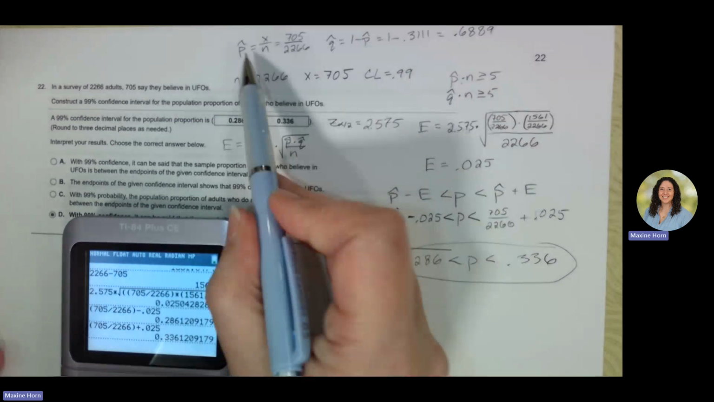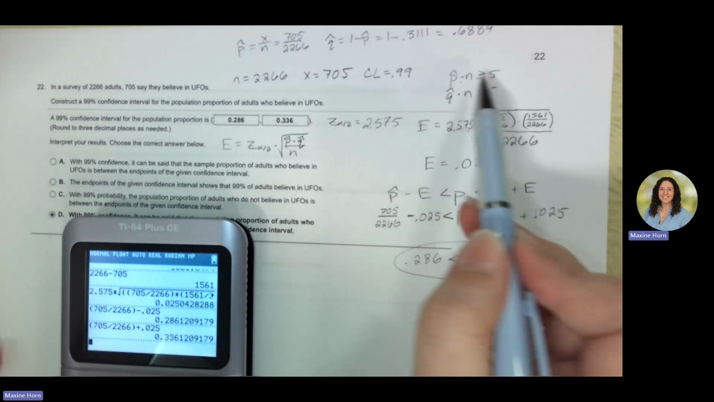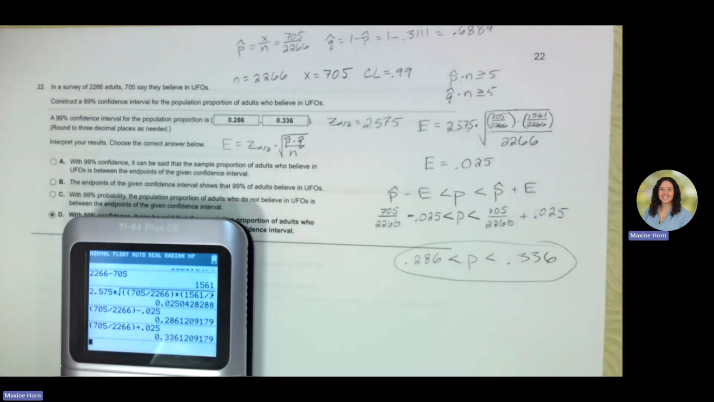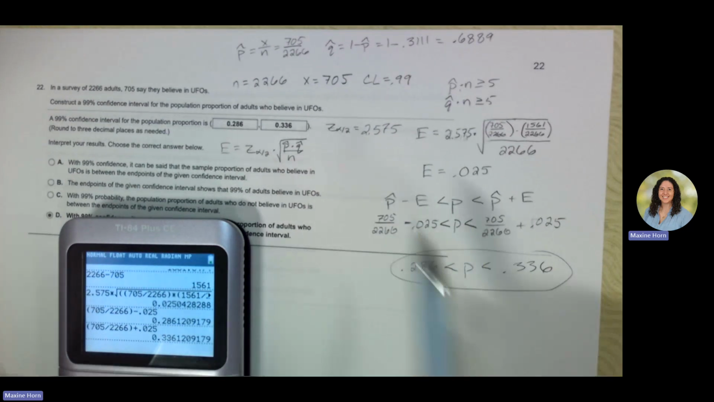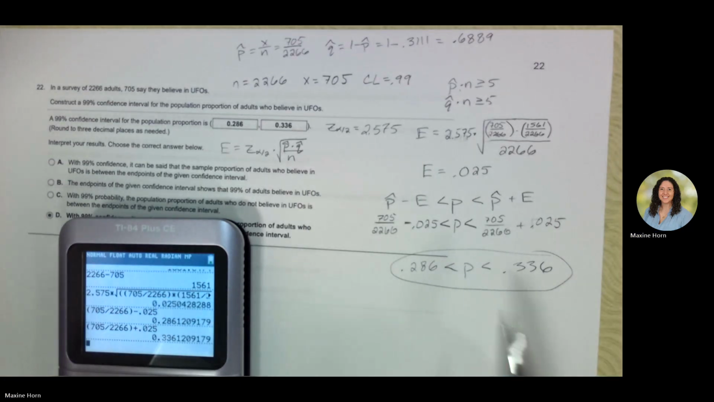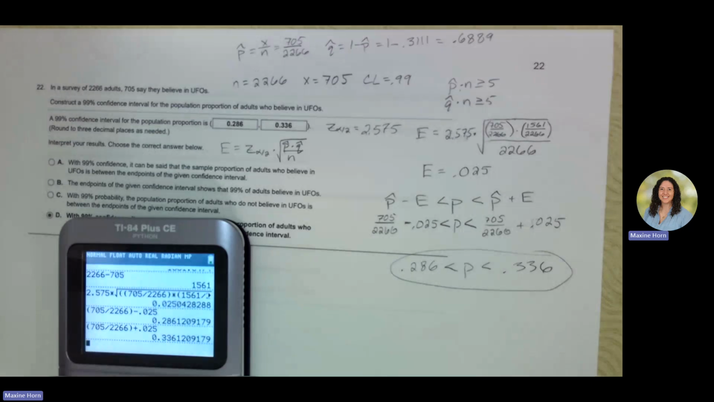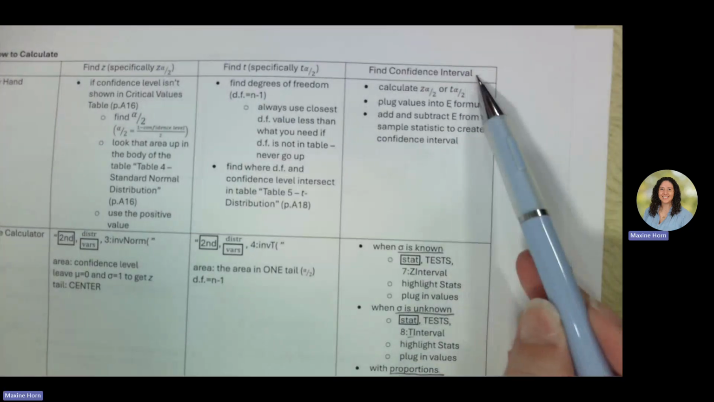I mean, either way, we have to do the thing where we find P hat and Q hat and make sure that they're greater than or equal to 5. But besides that, we had to do all that work by hand, okay? Or we do it in the calculator, right? We can find our confidence interval in the calculator.